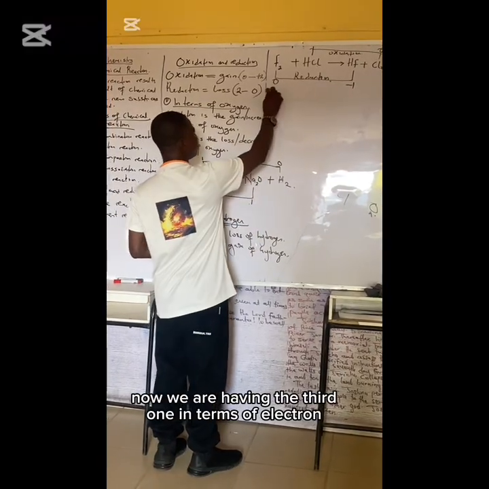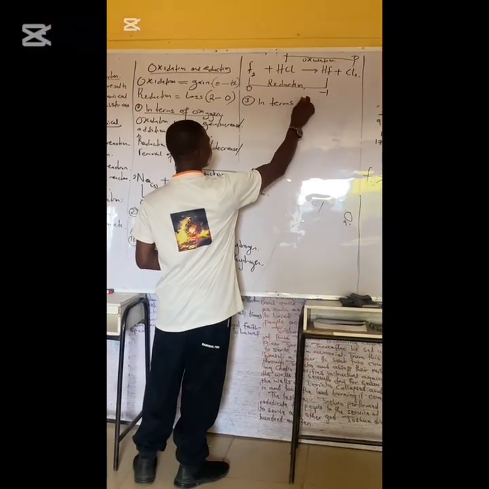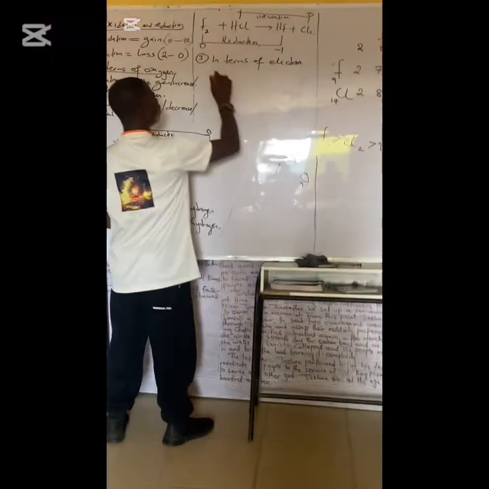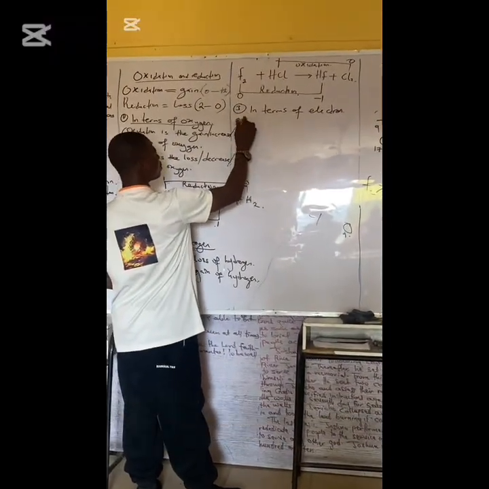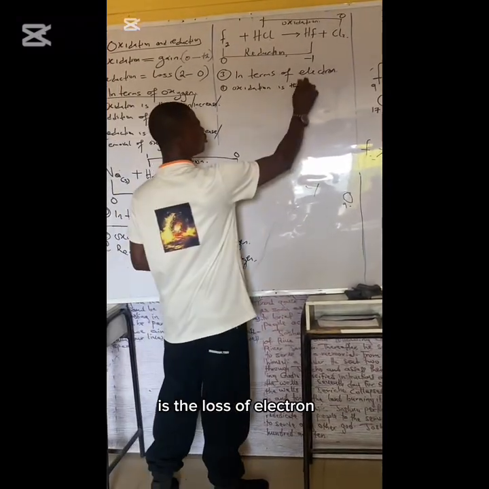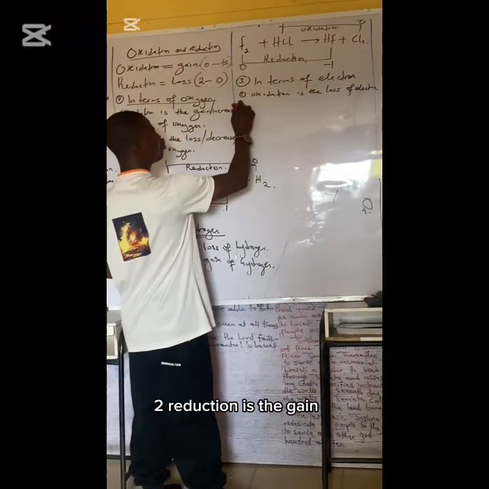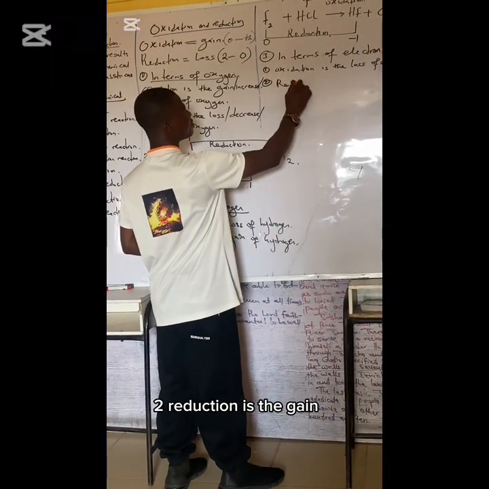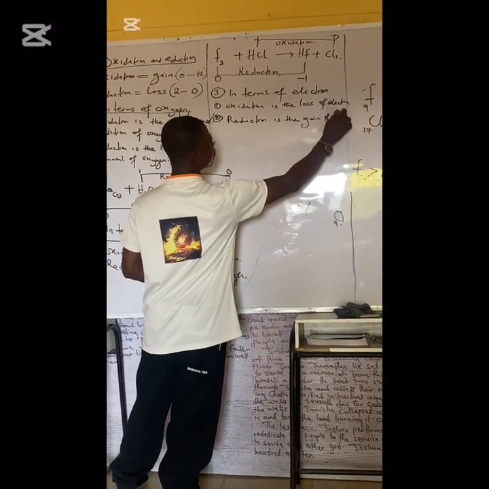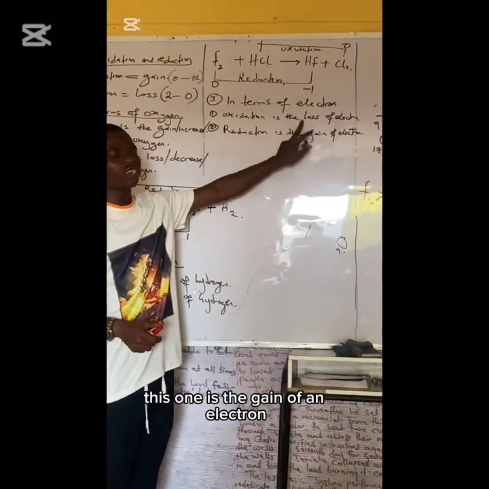So the third one now, we're having the third one in terms of electron. WAEC focus. In terms of electron, as you can see, the first one we have got is one: oxidation is the loss of electron. Two: reduction is the gain of electron. So meaning that we can see the body now. This one is the loss of electron. This one is the gain of electron.